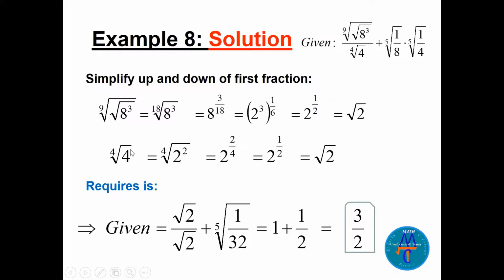Now let's see the other tricky one here, the 4th root of 4. It looks simple. It looks like we cannot do anything, but we can. Because 4 inside here, I can make it 2 squared. And then I change this to rational exponents. The base is 2. 2 divided by 4 is half. So this is the square root of 2. When you cancel here, you get 1.